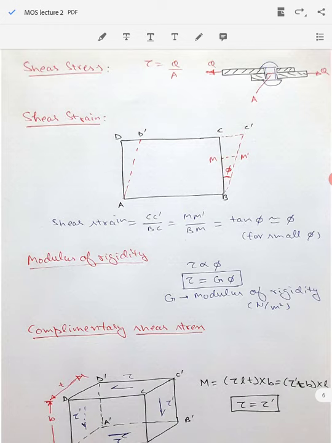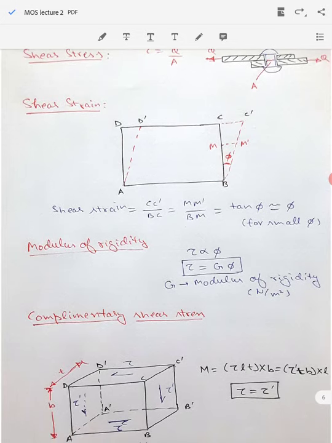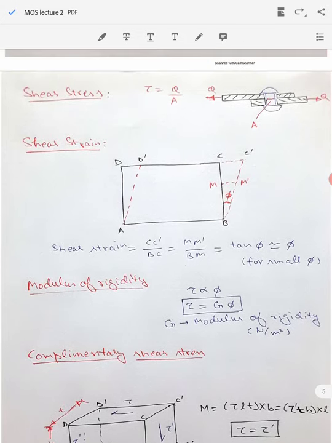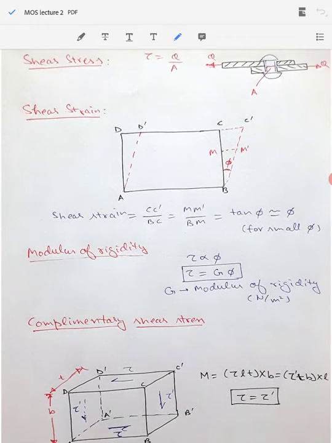That's why the stresses that are produced in this rivet are termed as shear stress, and the magnitude of these shear stress will be given by the applied load Q divided by the area of the rivet. So that's fine, we have already talked about it.